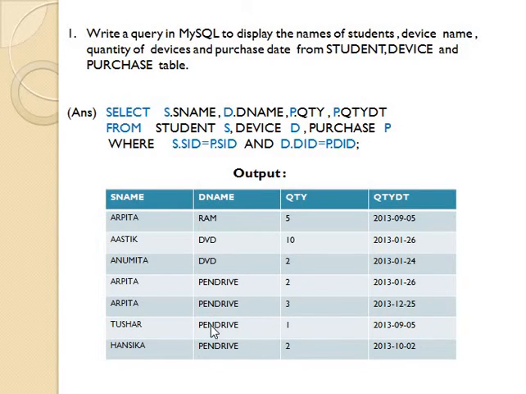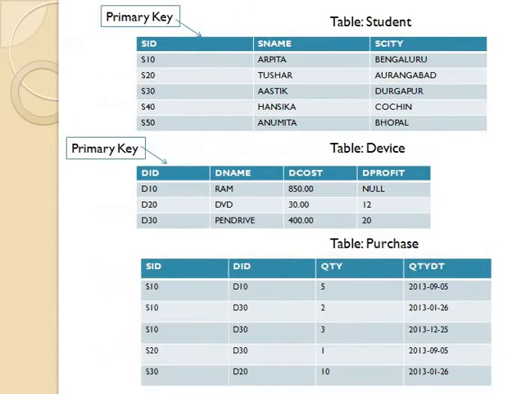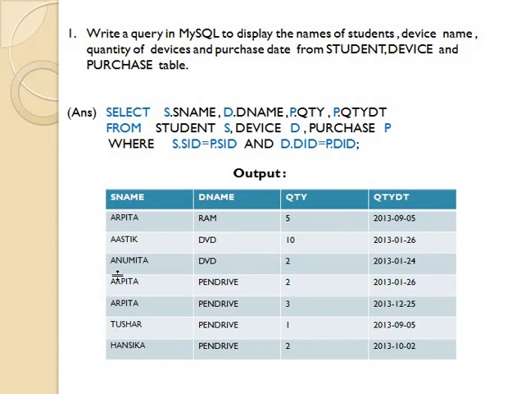Now in the same way, you try the joining condition, that is s.sid equal to p.sid and d.did equal to p.did, for the rest of the students, that is for the students other than Arpita, which are Tushar, Astik, Hansika and Anumita. And on doing that, you will see the rest of the students are also getting displayed based on this joining condition.